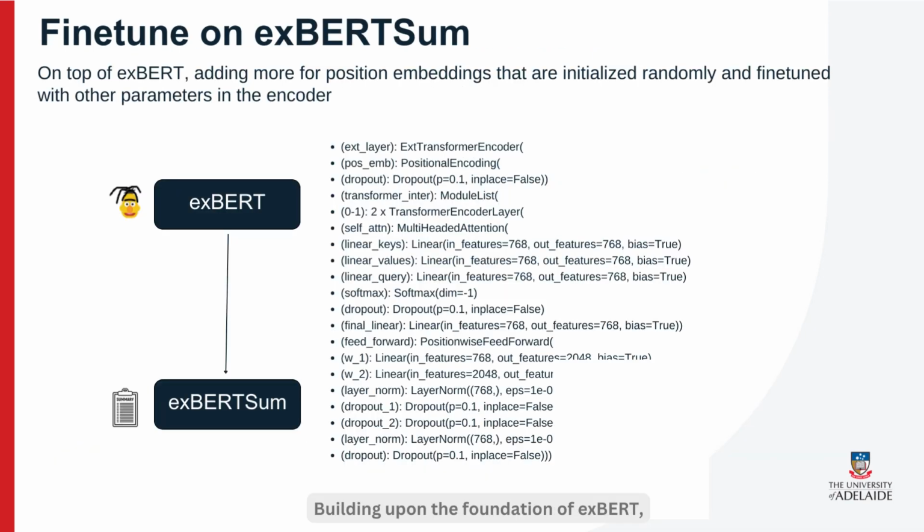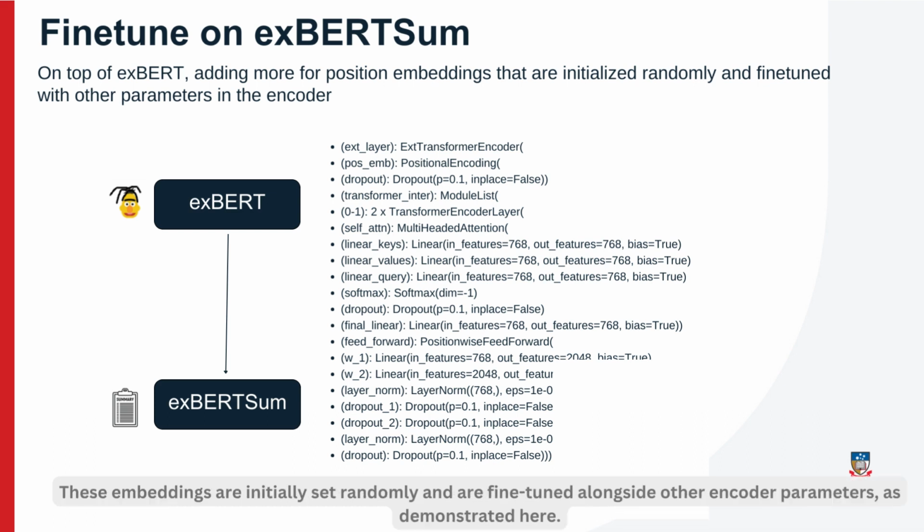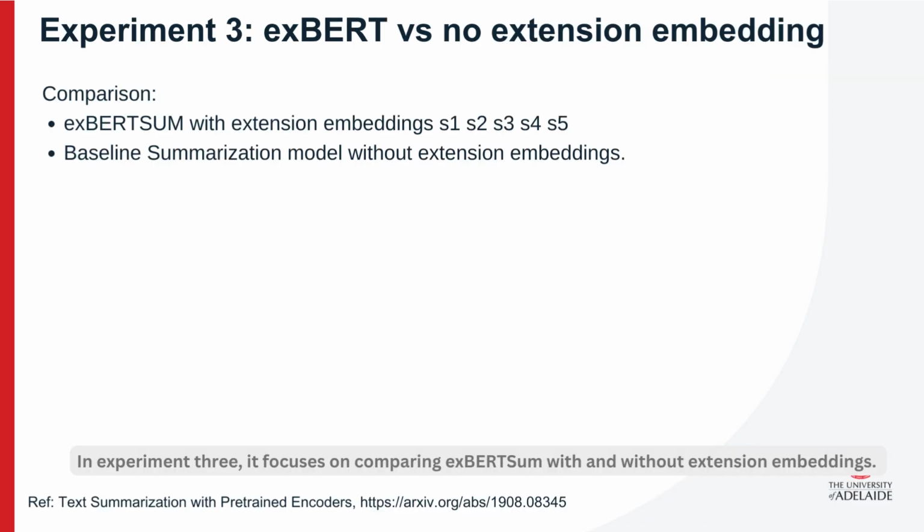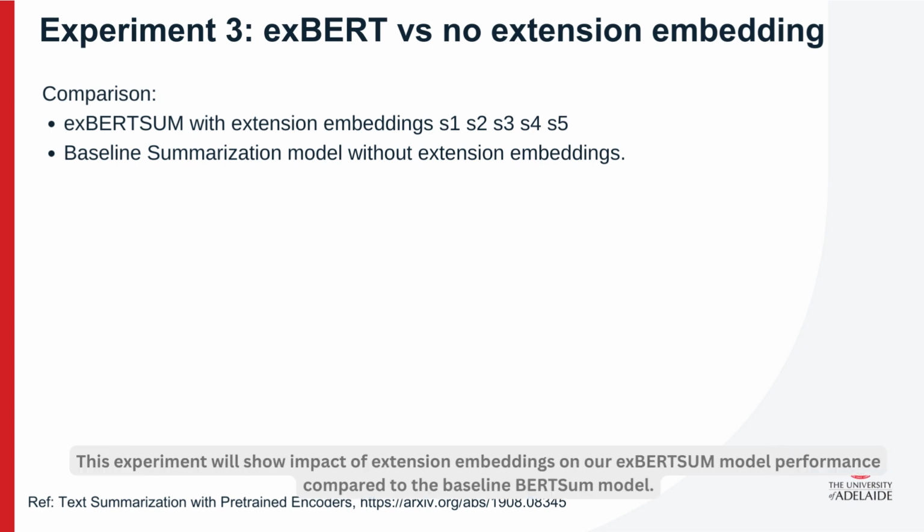Building upon the foundation of XPERT, XPERTSUM incorporates additional components for position embeddings. These embeddings are initially set randomly and are fine-tuned alongside other encoder parameters, as demonstrated here. Experiment 3 focused on comparing XPERTSUM with and without extension embeddings. In our experimental setup, we have models of XPERTSUM with different extension embeddings from S1 to S5, and the baseline summarization model without the extension embeddings. This experiment will show the impacts of extension embeddings on our XPERTSUM model performance compared to the baseline BERT model.